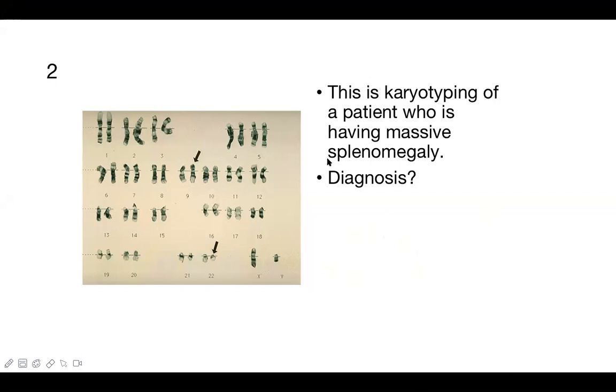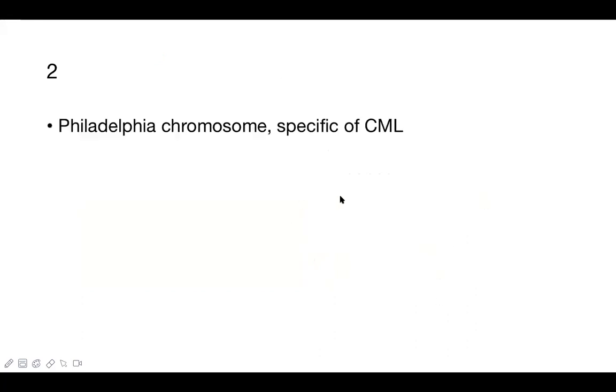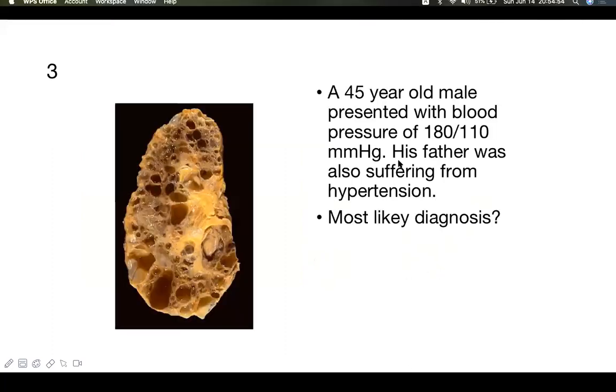So this is a karyotyping of a patient who is having massive splenomegaly. This is a clue for you. Look at this karyotyping, chromosome number 9. Let me show you chromosome number 9 and chromosome number 22. This is the translocation between 9 and 22, and this is called the Philadelphia chromosome. So this is the correct answer: chronic myeloid leukemia, and this is a Philadelphia chromosome. Very good. Now, number 3.